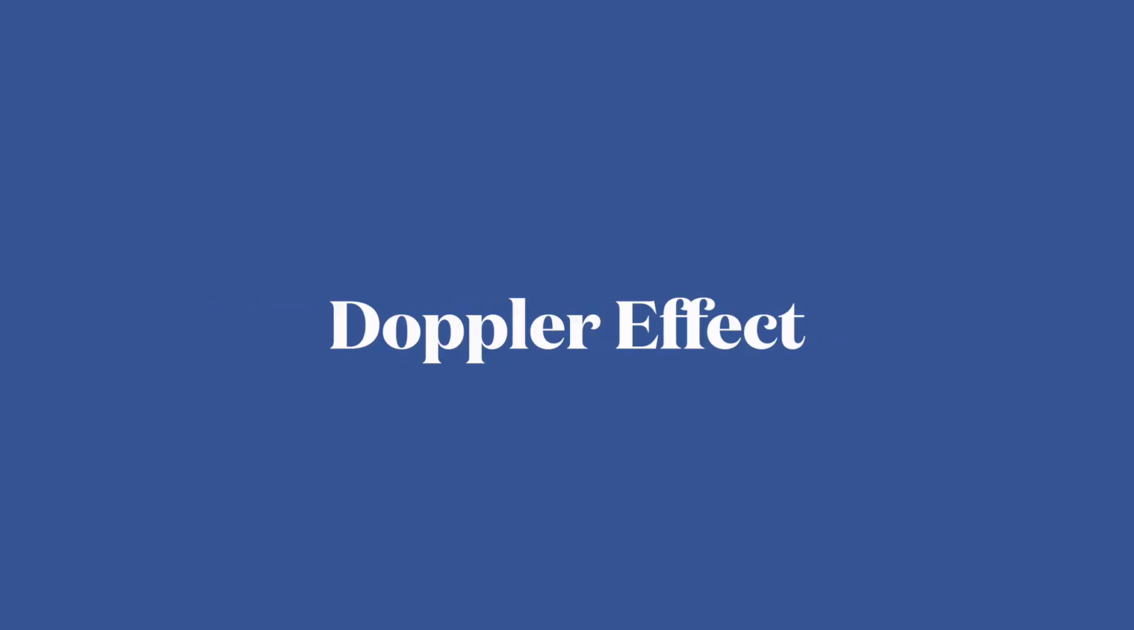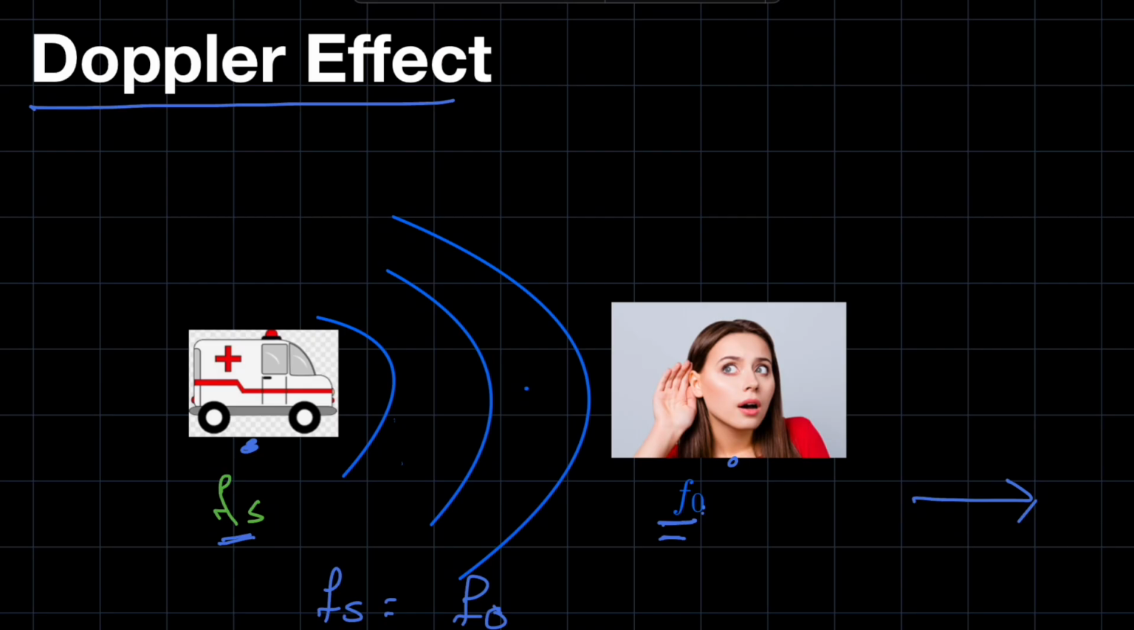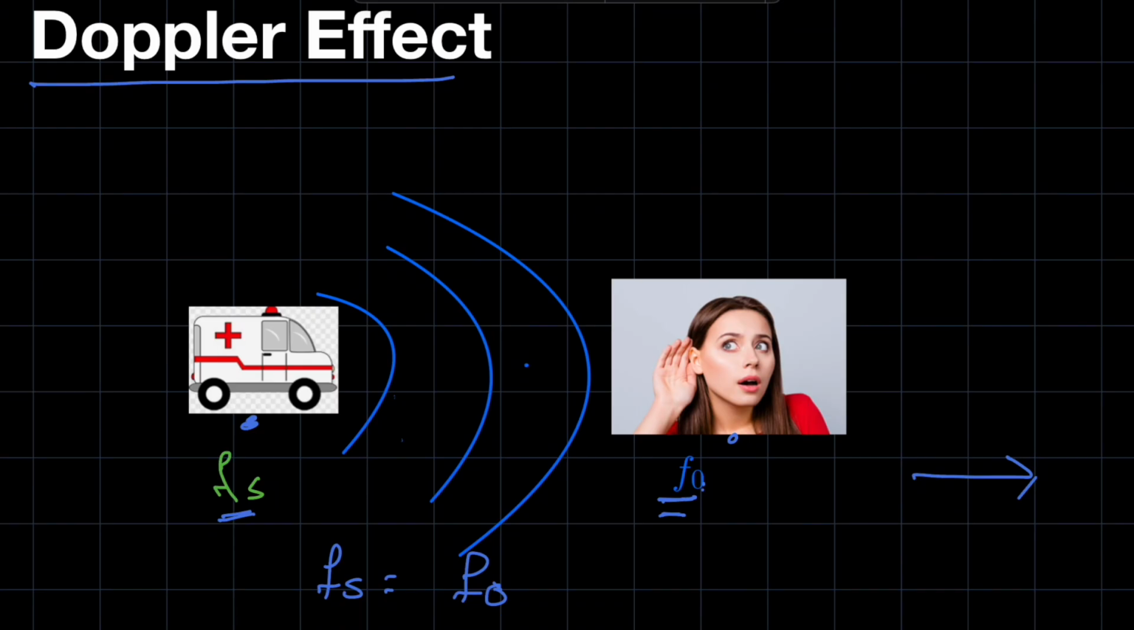Hello everyone. Today we are going to learn about the Doppler effect. We observe the Doppler effect of sound in our daily life. And the Doppler effect happens due to the relative motion between the listener and the source of the sound.